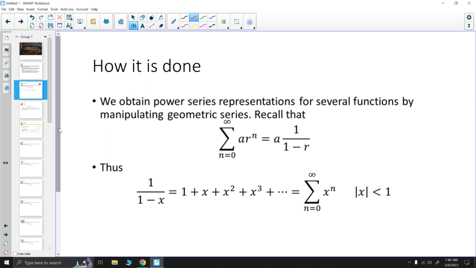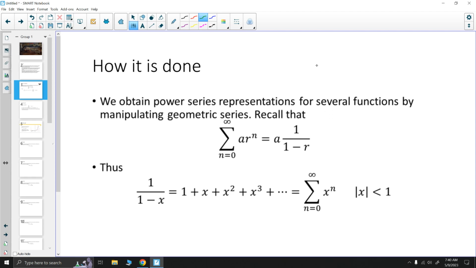So essentially, the idea here is that we want to recall our geometric series, because the geometric series is what we're going to use to write our functions as power series. So if you recall, the sum as n equals 0 to infinity of a r to the n is equal to a times 1 over 1 minus r. This is the series of a geometric. So if we want to find this, it's a times 1 over 1 minus r.